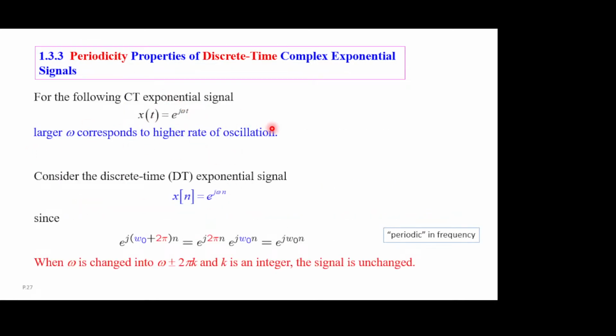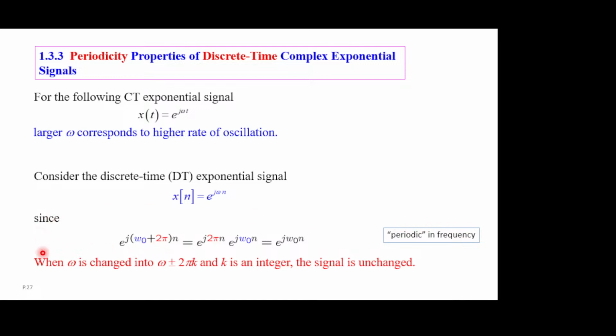In continuous time, the first difference is that we have e to the j omega t, and as we say, if you have higher omega, then your signal will oscillate faster. But that's not true for a discrete time signal because you only take integer values.